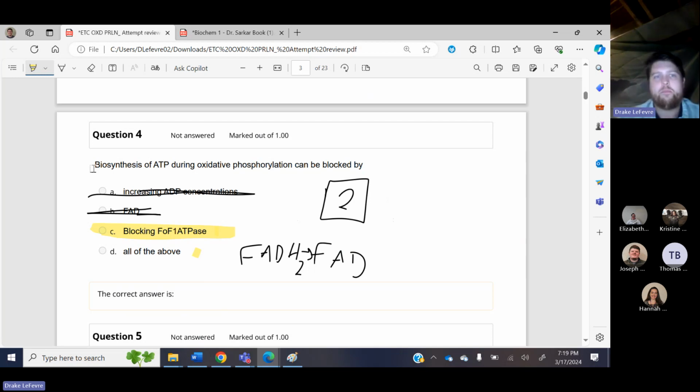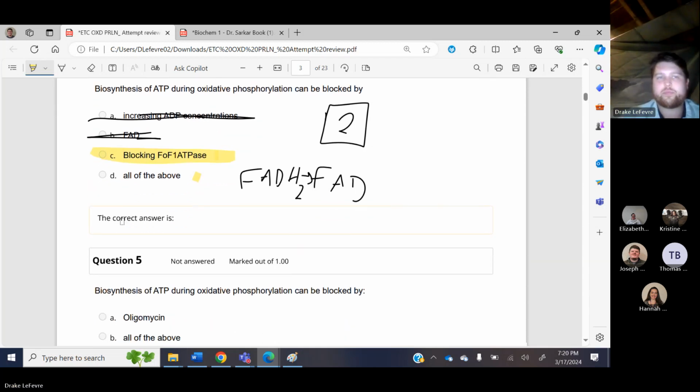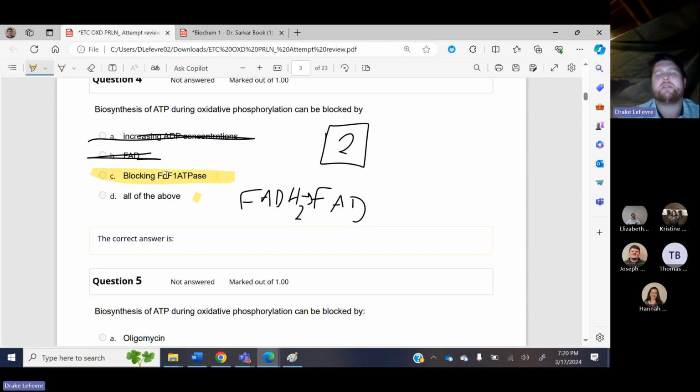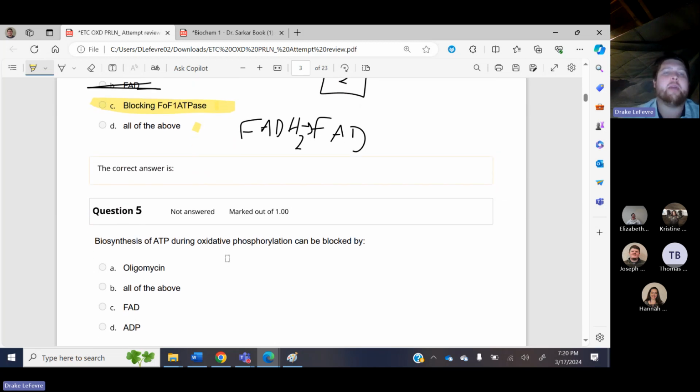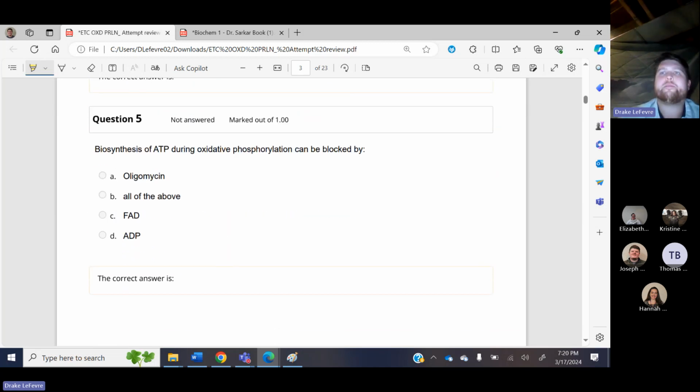So basically what this question is saying is, which of the following making ATP is going to stop if what is blocked. If we block the ATPase, the ATP synthase, then we're no longer able to produce ATP. This is just the more chemically fun name that they use for it. Okay.